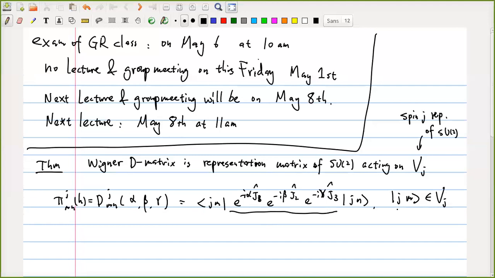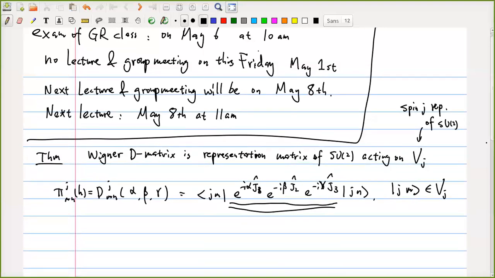So you can build this Hilbert space of spin J. It is the space on which the rotations, or SU(2), act. How SU(2) acts on the states in this space is that the group elements are represented as unitary operators exponentiating the angular momentum. So this D matrix is just the matrix element of these unitary operators, and this unitary operator is the so-called representation of SU(2) acting on this Hilbert space.